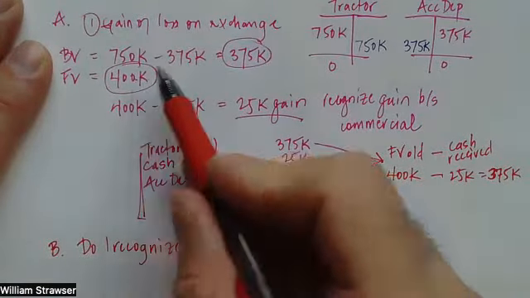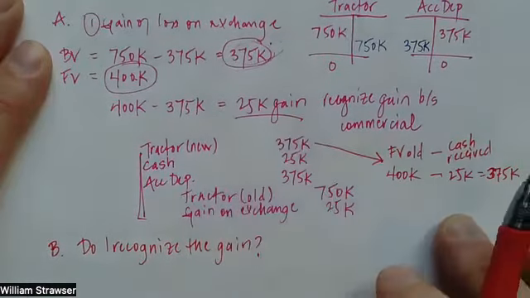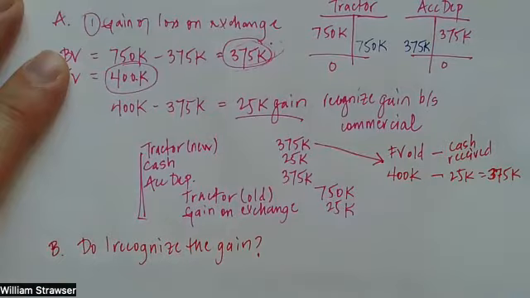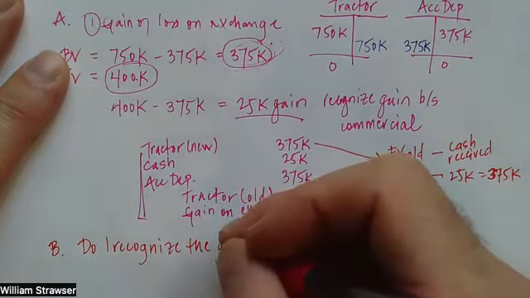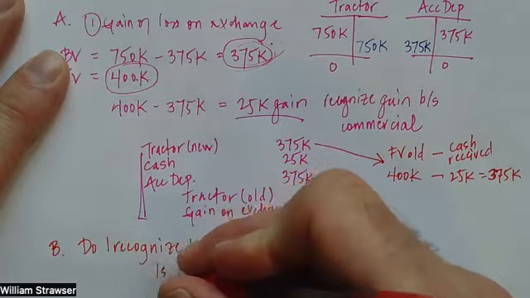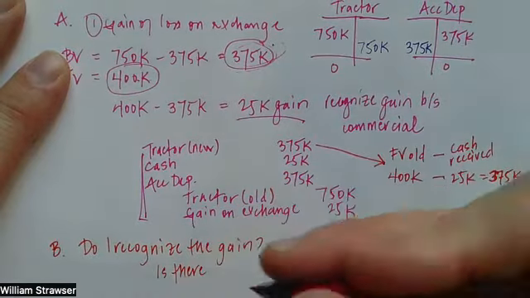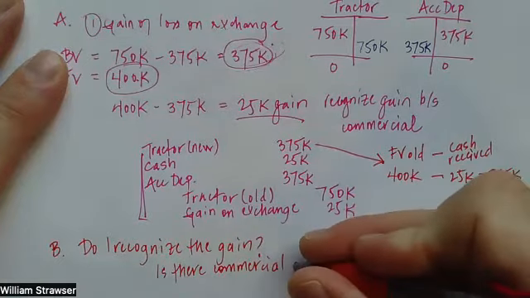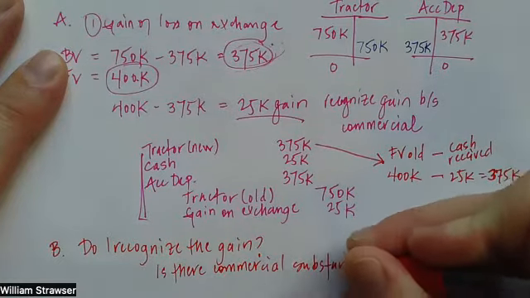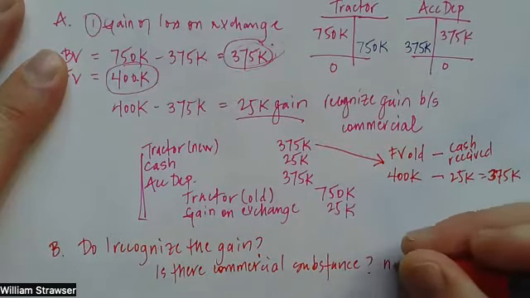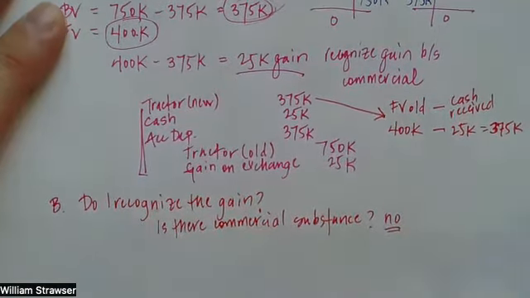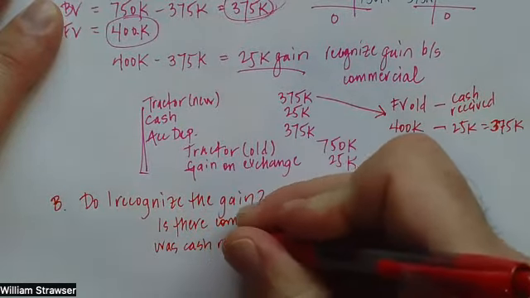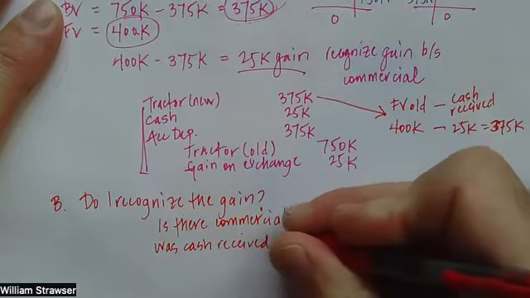It has a fair value of 400, an accumulated book value of 375. So there is a gain. The question is, do I want to recognize it? Is there commercial substance? That's the very first question, because if there is, then I can recognize it. But in this case, I cannot base it off this question. So now I have to go to the second question. Was cash received? And in this case, yes, it was.